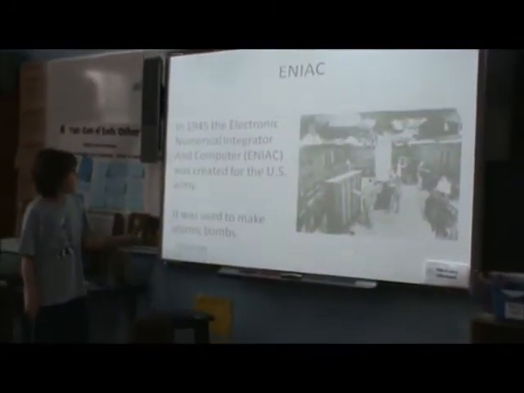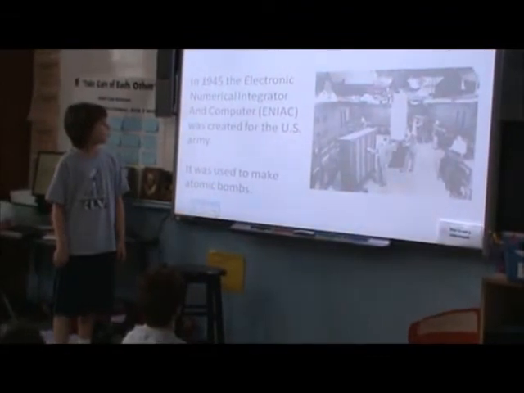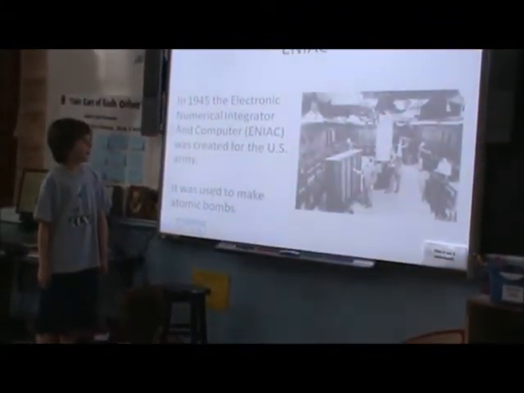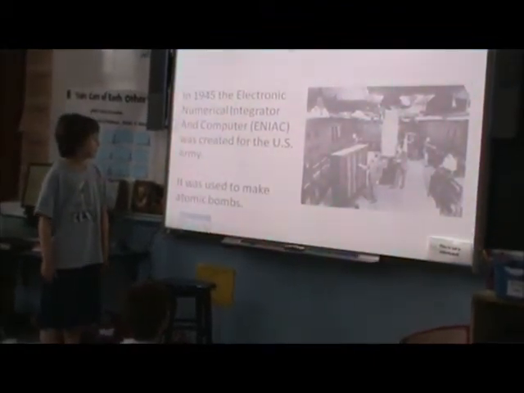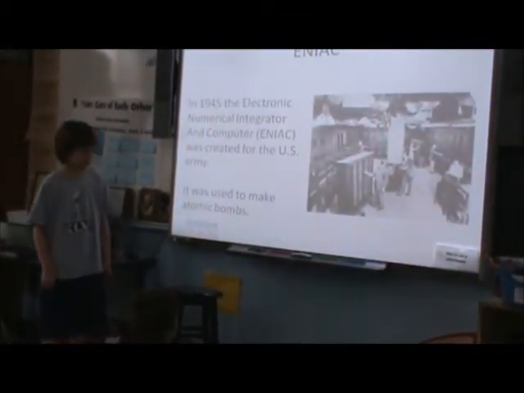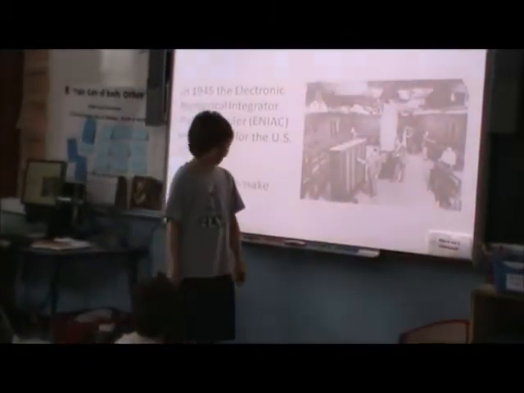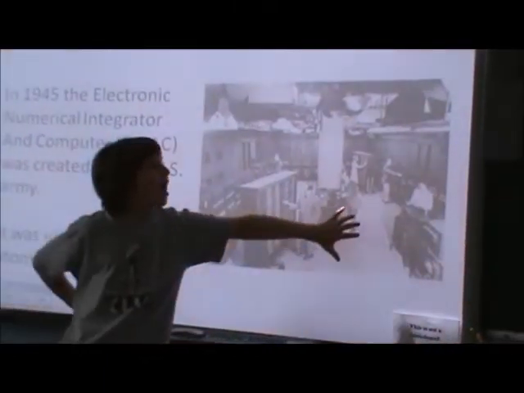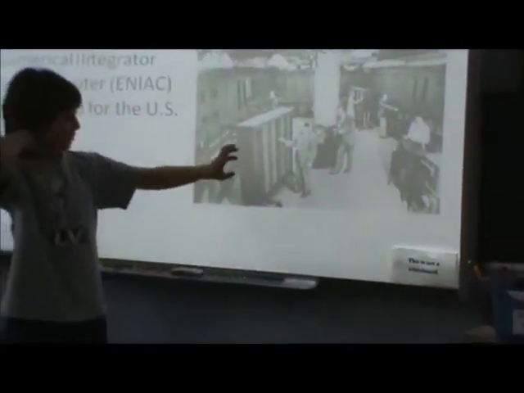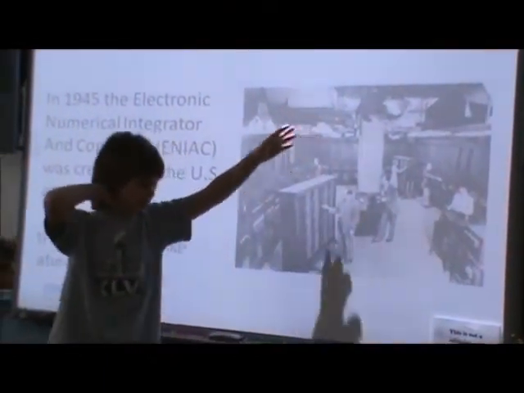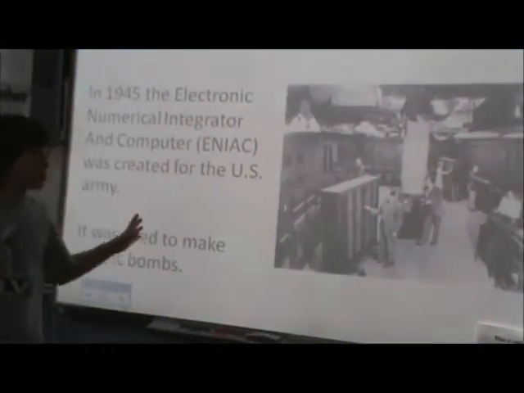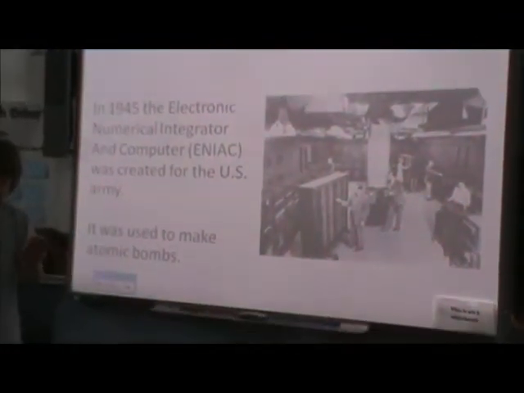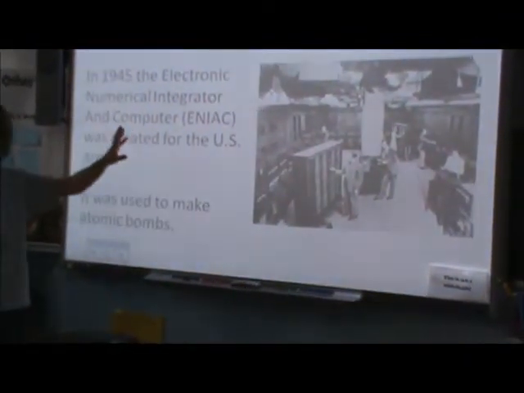ENIAC. In 1945, the Electronic Numerical Integrator and Computer, ENIAC, was created for the U.S. Army. It was used to make atomic bombs. So here, it's not just one of these machines. Pretty much everything in this room, except for the humans and the lights, is one computer. So imagine having the computer that we use today as a whole separate room.